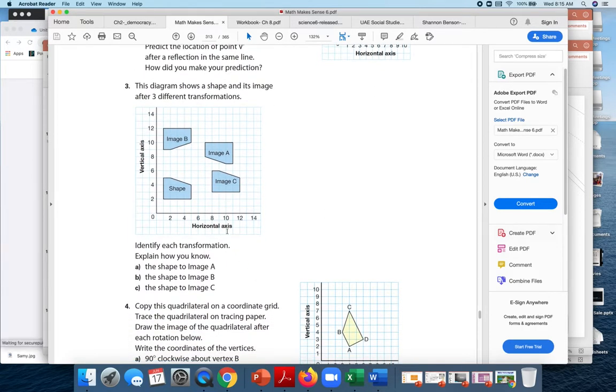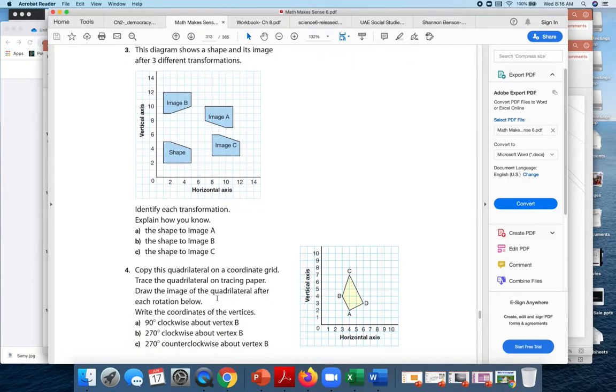And then this one is more just describing. You have to identify what has happened, from the shape, which is right here, to image A. How did the shape get to image A? What has happened? Was it a reflection, a rotation, or a translation? I'm going to give you a hint. There's one of each of the three. And then be specific: how did it rotate? How did it reflect? Around what was the point of reflection?